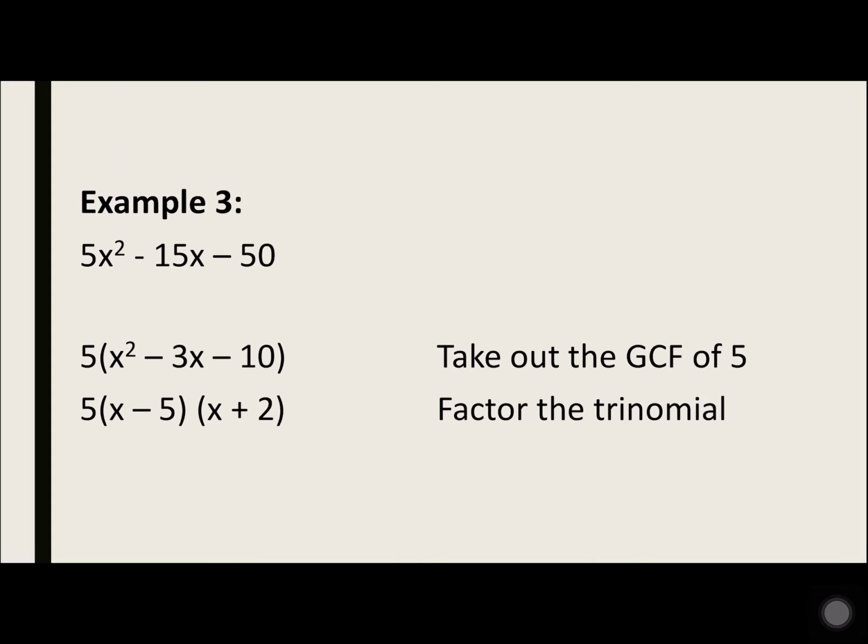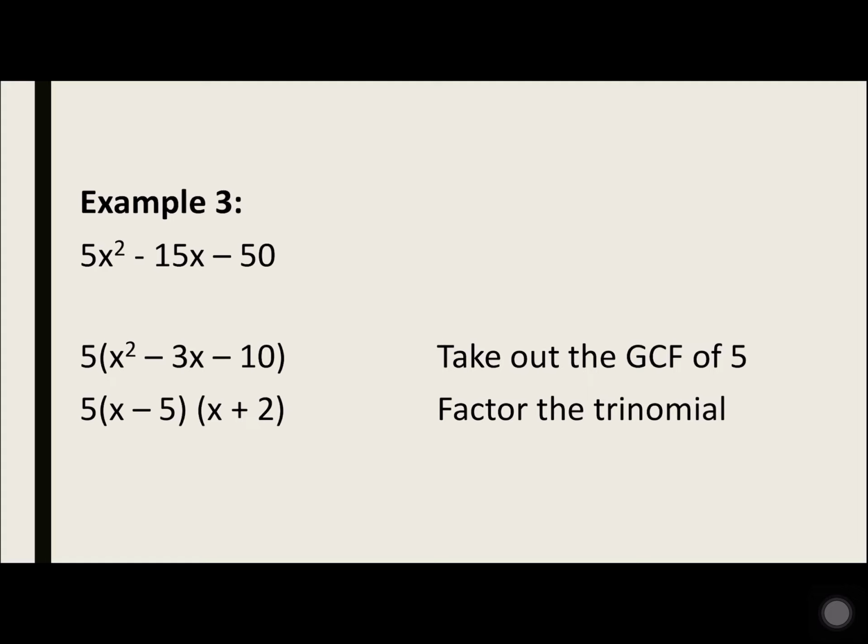Example 3, 5x squared minus 15x minus 50. Take out the GCF of 5 that they all have in common. So you put in the parentheses what 5 would multiply to equal the problem. 5 times x squared is 5x squared. 5 times negative 3x is negative 15x. 5 times negative 10 is negative 50.